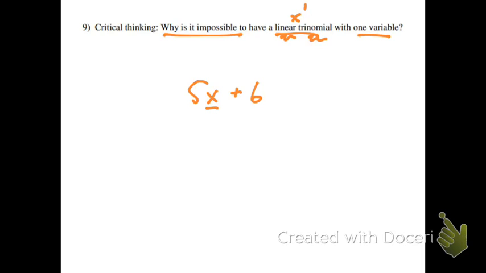Okay? Now is that a trinomial? No, that's a binomial. So you can't do this with only one variable because then you would have no other term there. So that's why it's impossible. You only have room for a linear term and a constant. That's it.